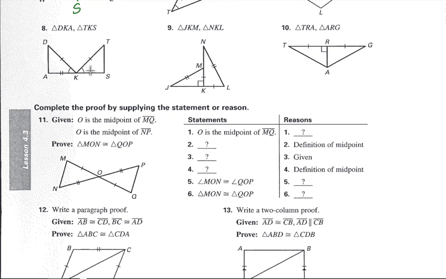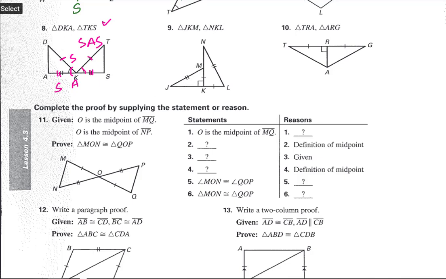Here we can see that we have a side angle side pattern set up with what they've already got marked. So yes, those are congruent. D to A to K, T to S to K. If D to K to A, we go with T to K to S, which works.